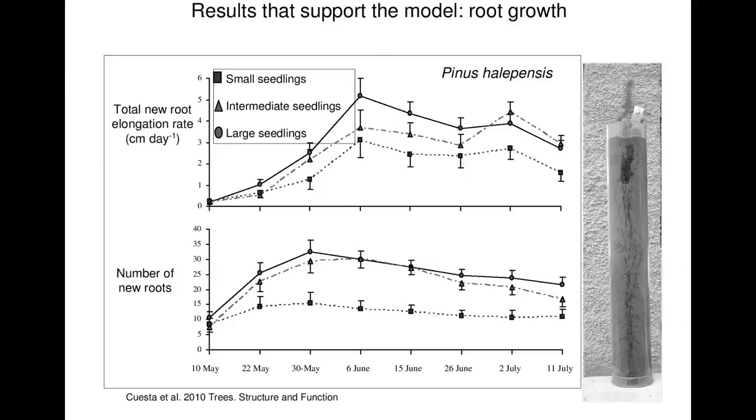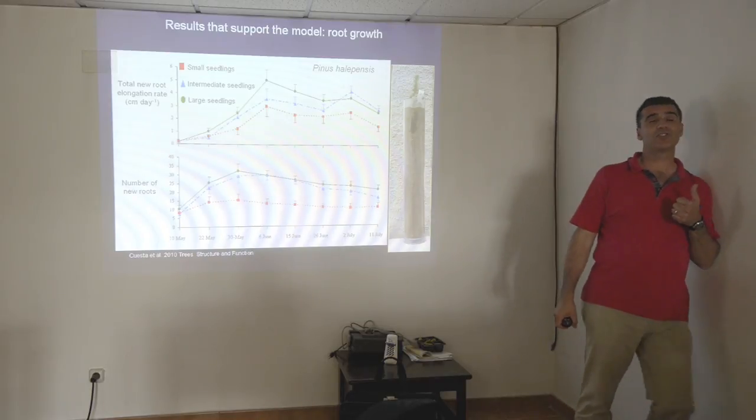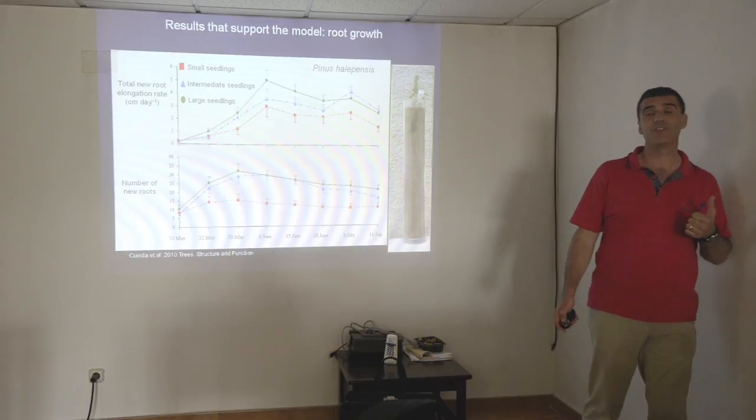This is a study with Pinus halepensis, and it's the same. We analyzed the root growth rate and the number of new roots produced in three kinds of plants, of increasing size: small, intermediate, and large seedlings. And as you can see, in the large and intermediate seedlings, the root system grows faster than in the small seedlings, and the amount of new roots that they produced was higher than in the small seedlings. So, one of the reasons that the results suggest is that large seedlings have a better chance to survive because they produce more and deeper root systems than the small seedlings. And that gives an important advantage under dry conditions.